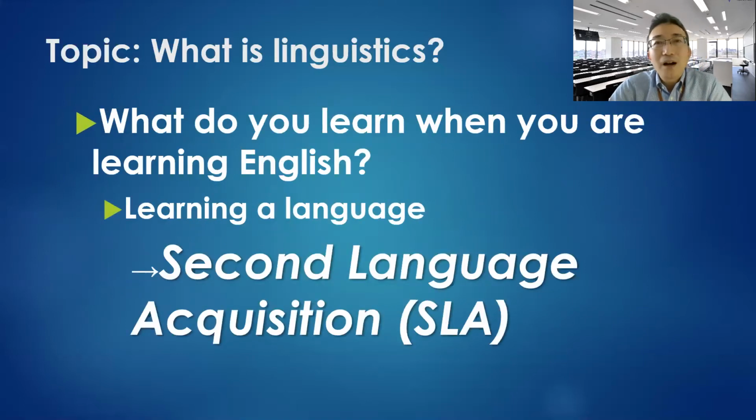Okay. And also, some of you want to teach English at junior high or high school in future. Then you are going to be able to teach a language or teach English. So then you have to learn second language acquisition or SLA. That's what you have to learn when you are going to teach English at junior high or high school. So you have to learn second language acquisition to be a good teacher of English.